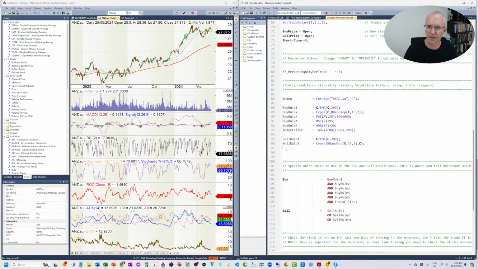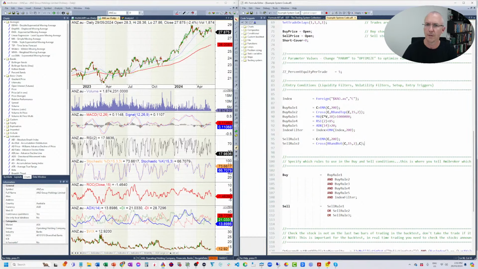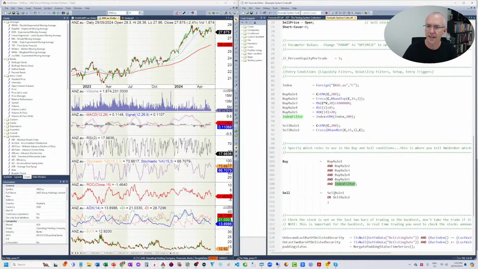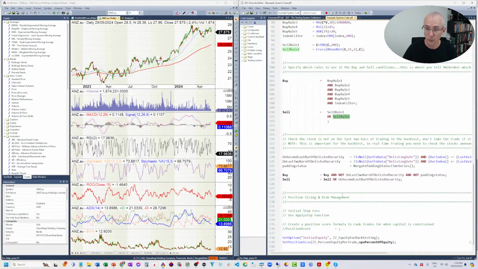So we've got a bunch of entry rules in here. We've got a bunch of sell rules, or 2 sell rules. Let's get rid of this down here. And now we've got to tie all these rules together. We're going to buy when rule 1, rule 2, rule 3, rule 4, rule 5, and the index filter is true. And we're going to sell if rule 1 or rule 2 is true.